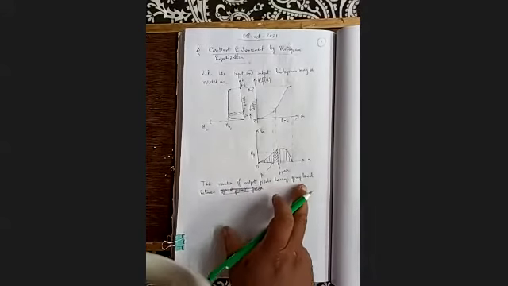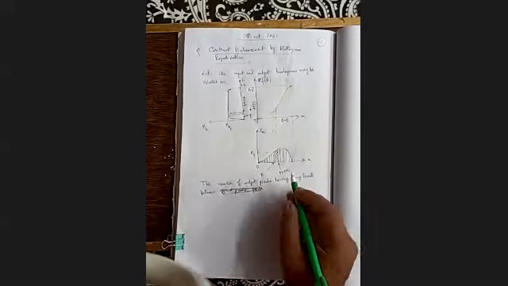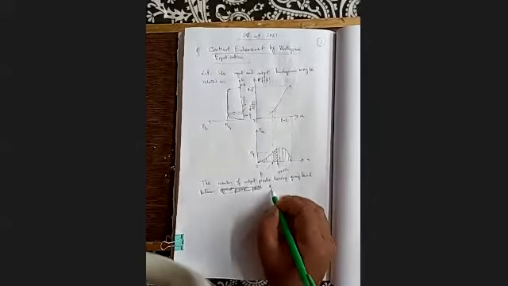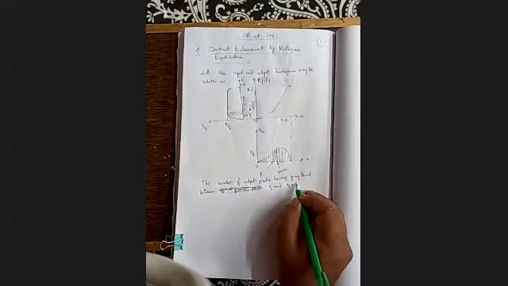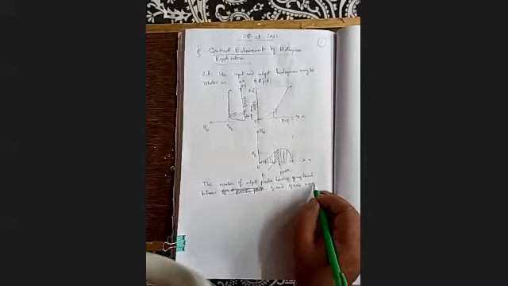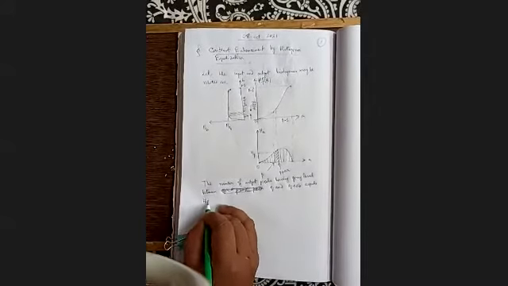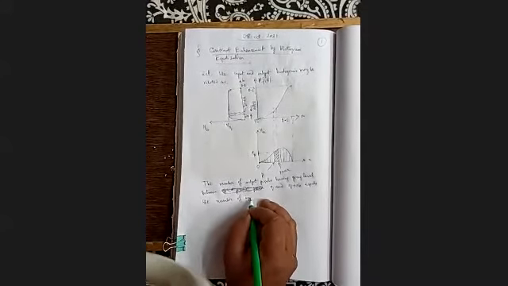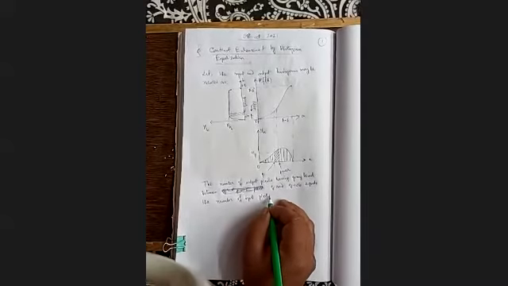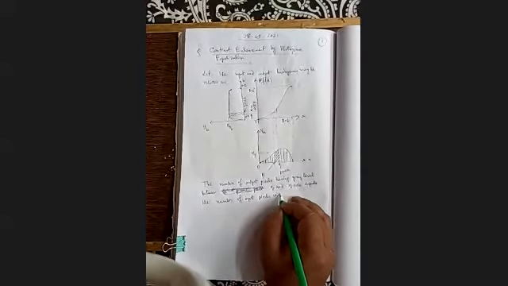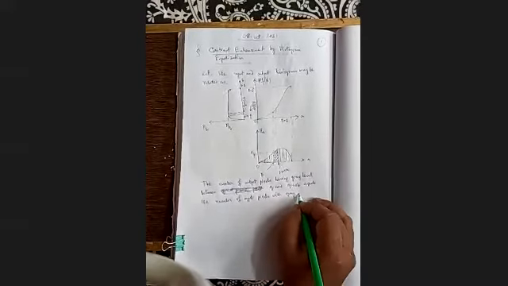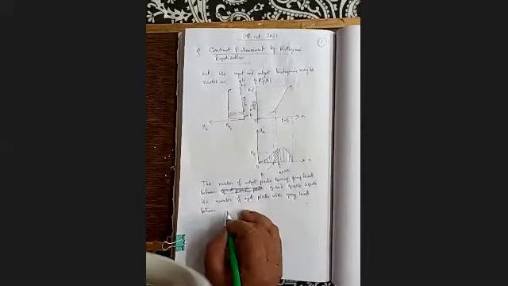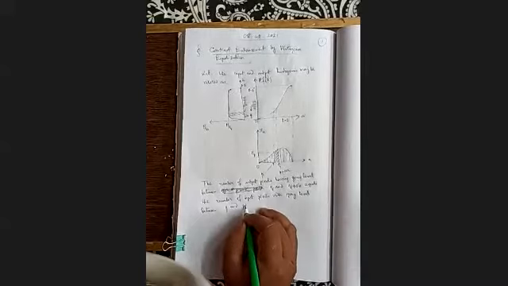The number of output pixels having gray level between this shaded region and that shaded region will be equal. Between Q and Q plus delta B equals the number of input pixels with gray level between P and P plus delta A.